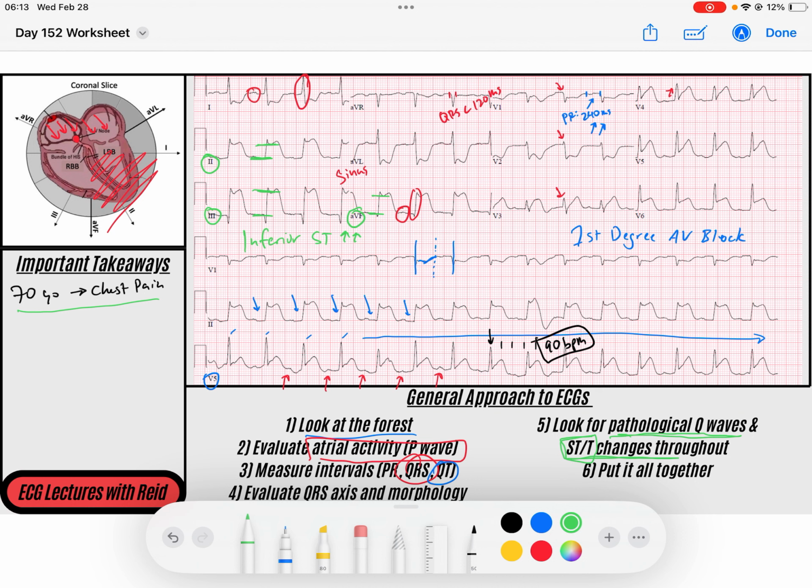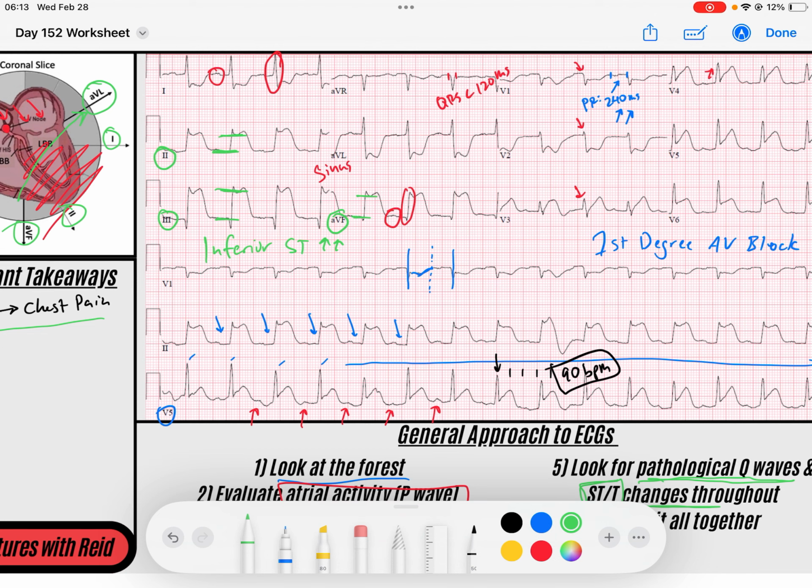And so, because those are our 2, 3, and AVF for my inferior leads, it immediately makes me think I need to look for reciprocal depression in the opposite leads, which are going to be primarily AVL, but to a lesser degree, lead 1. And if you look, you see, whoa, we've got serious reciprocal changes, significant ST depression in AVL, and then to a lesser degree, lead 1. So we have reciprocal ST depression in those leads.